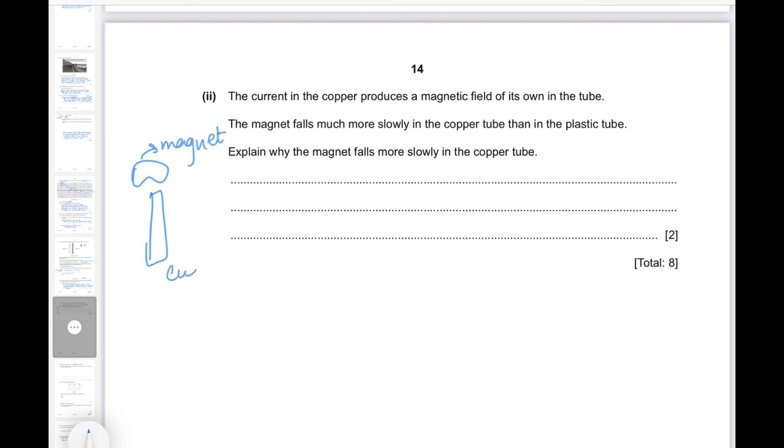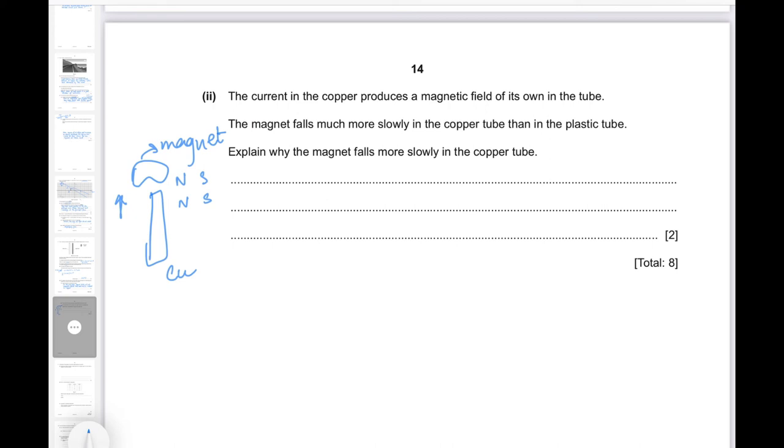This will be because the magnetic fields of the two objects will repel. That could mean North Pole and North Pole are facing, or South Pole and South Pole are facing, or just like poles of the two magnetic fields face each other, which will create a repulsive force, and that will act upwards. It will push the magnet upwards.